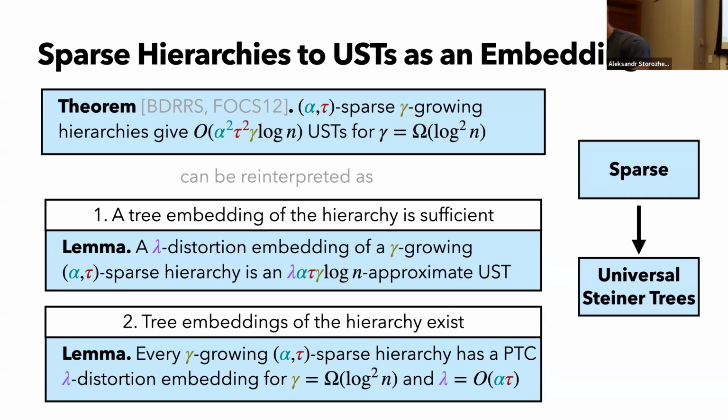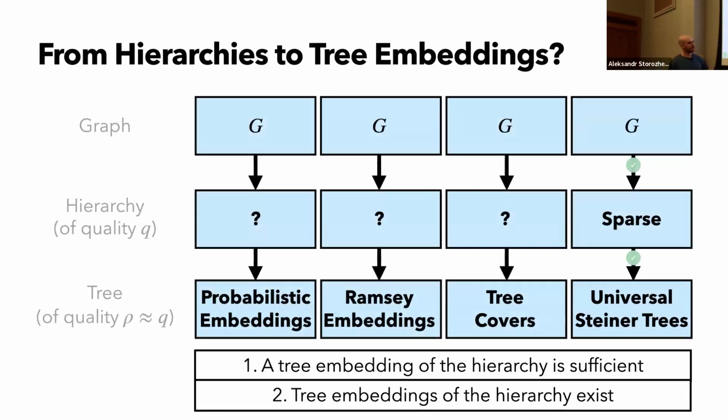Okay. But now jumping back to all of our different kinds of tree embeddings, we can ask whether or not this applies for these other tree embeddings. In particular, this result said that a tree embedding of sparse partition hierarchies is sufficient to come up with a universal Steiner tree. So now we can try to backwards engineer what kind of hierarchies we might need for these other notions of tree embeddings. We can say, well, what kind of hierarchy would be sufficient for tree covers if we were to embed its distances? What kind of hierarchy would be sufficient for random embedding? What kind of hierarchy would be sufficient for probabilistic tree embeddings?